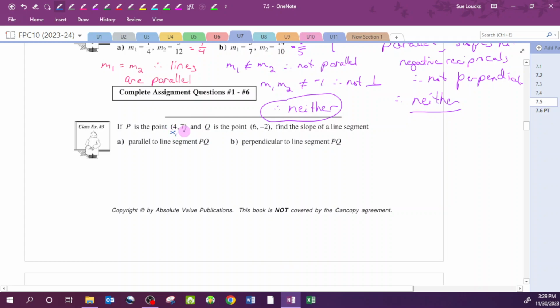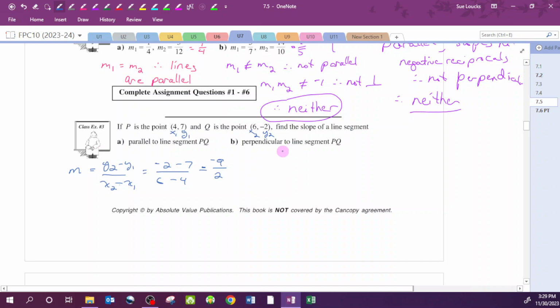So I'm going to call this x1, y1, and this is x2, y2. So my slope is y2 minus y1 over x2 minus x1, because the first thing I have to do is find the slope of the given segment. So this is going to be -2 minus 7 over 6 minus 4. So that's -9 over 2. Okay, can't reduce that or anything.